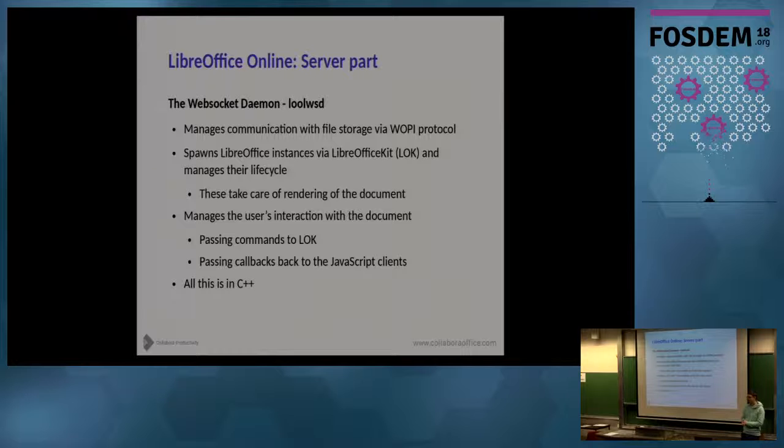So basically, LibreOffice Online has two parts. One is the server part, which contains the daemon that is responsible for the actual communication with the clients. It spawns LibreOffice instances, so that each document actually has its own LibreOffice instance that is responsible for the actual typing in the document. These also do the rendering of the document. And of course, it manages the user's interactions with the document. So it passes the user events that come from the client into the LibreOffice core, so that it is possible to do something with the document.